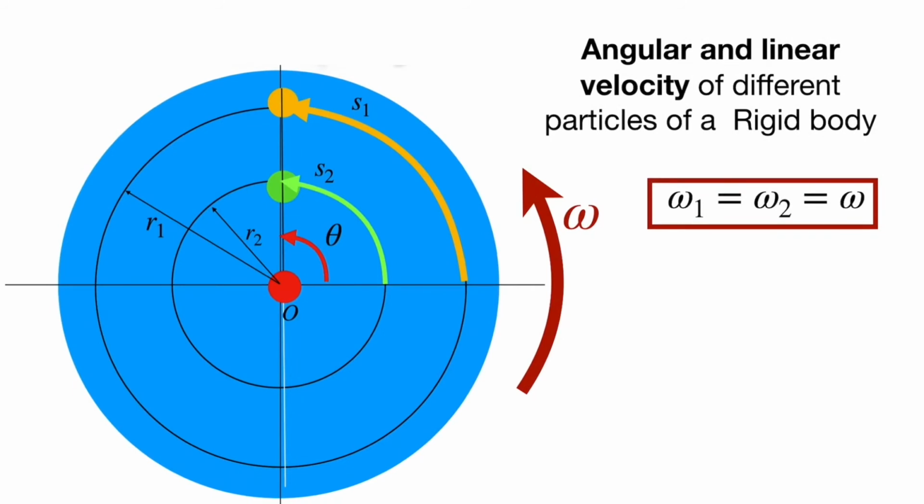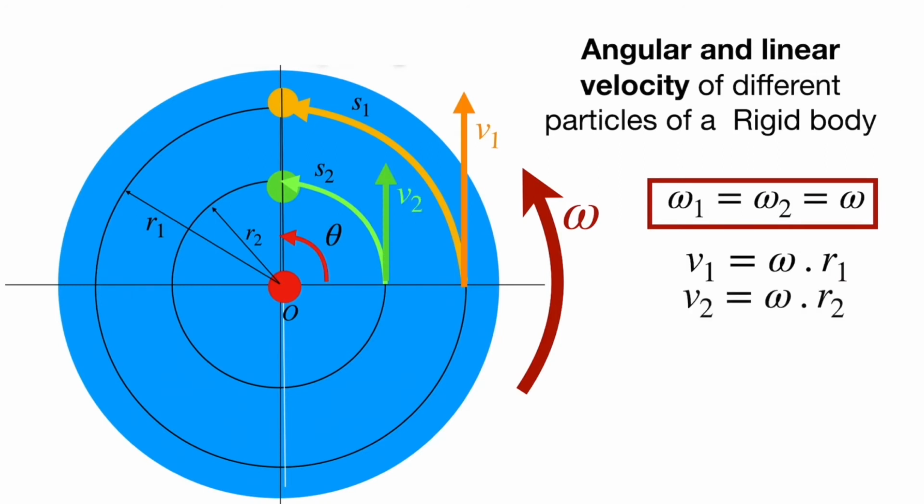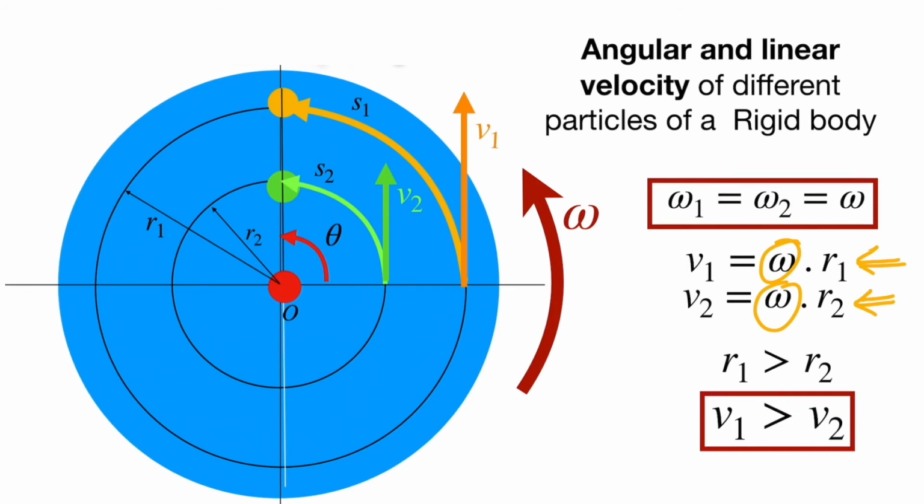The linear speed depends on the distance of the particle or the point from the axis of rotation. If the distance is more, its linear speed will be more. How? Because here V1 is given by omega R1, and V2, the velocity of the green particle at any instant of time, is omega R2. Now here omega is the same in both cases for each and every particle of this disk, but the difference is their distance from the axis of rotation. So in this case, R1 is greater than R2. It means the velocity V1 is greater than V2.